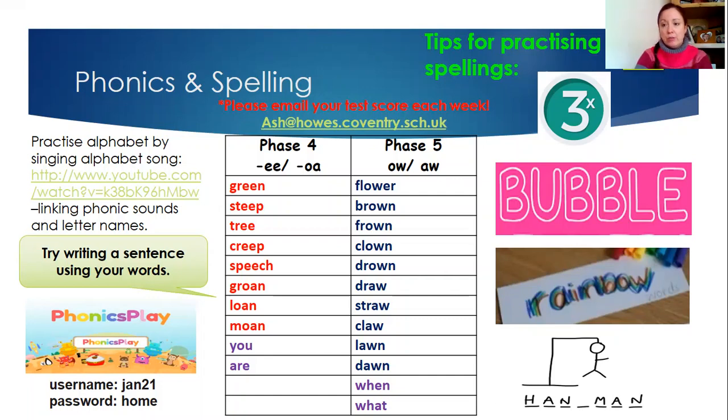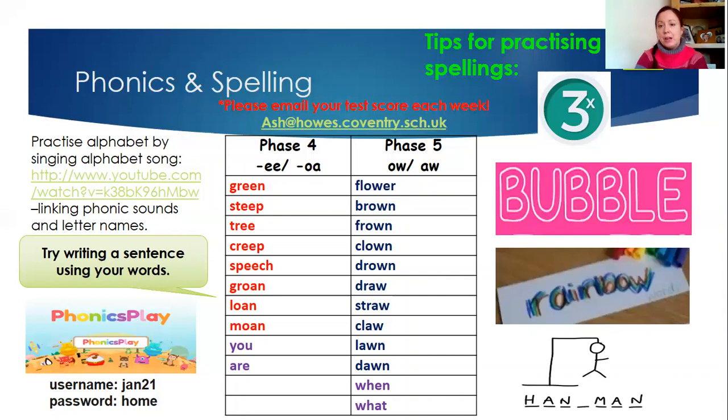Those of you that are in the phase 5 group, your sounds this week are ow and or. So your words are flower, brown, frown, clown, drown, draw, straw, claw, lawn, dawn, and then your tricky words are when and what.